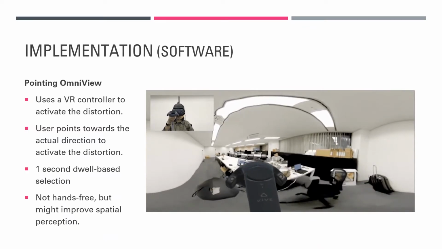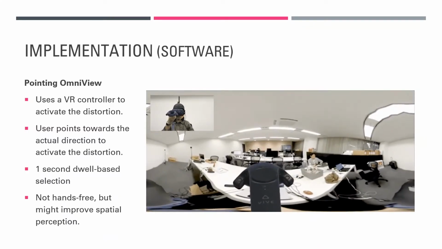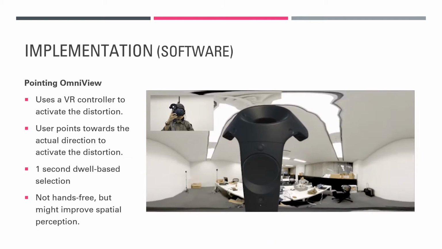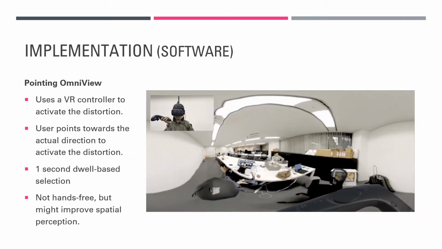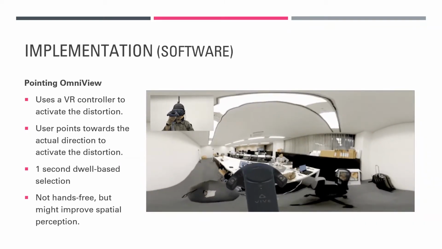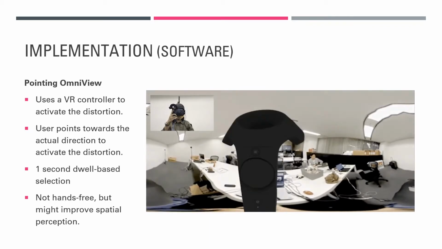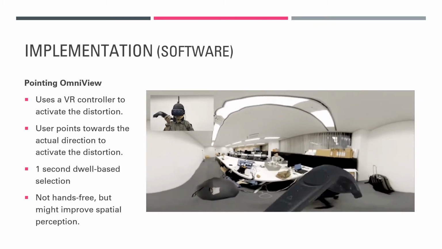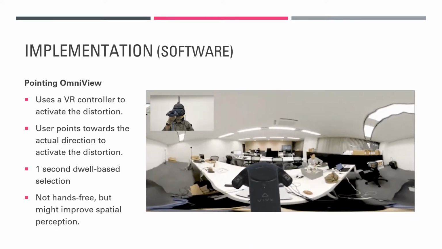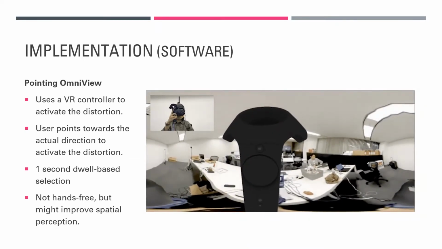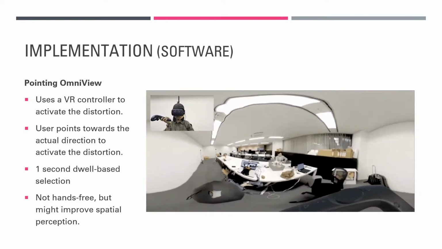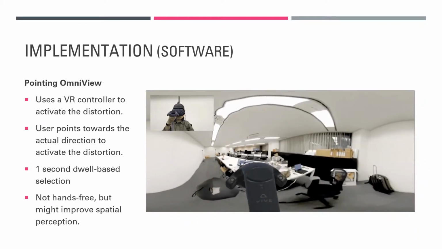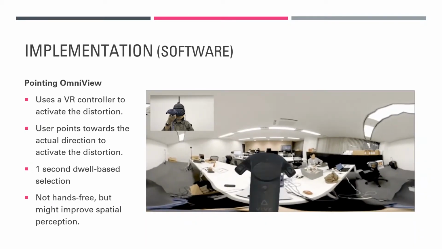The second one is pointing OmniView. It uses a VR controller to activate the distortion. The user points towards the actual direction to activate the distortion. Pointing OmniView is not hands-free, but it might improve spatial perception because the user has to physically point the controller.